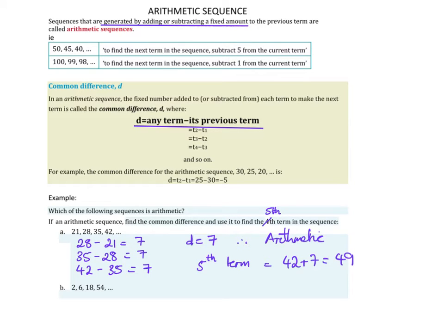2, 6, 18, 54. And we're going to do exactly the same thing here. So 6 take away 2 is equal to 4. 18 take away 6 is 12. So straight away we don't have a common difference, and so therefore it is not an arithmetic sequence, and we do not therefore have to find the common difference because there isn't one, and we won't find the fifth term. So the first one was an arithmetic sequence because it had a common difference. The second one was not.